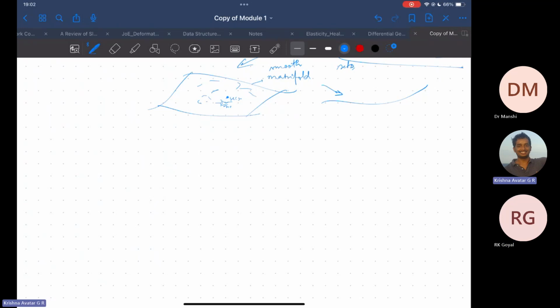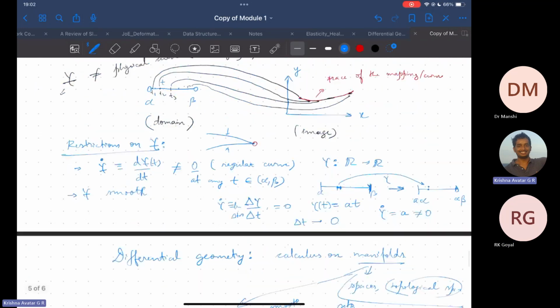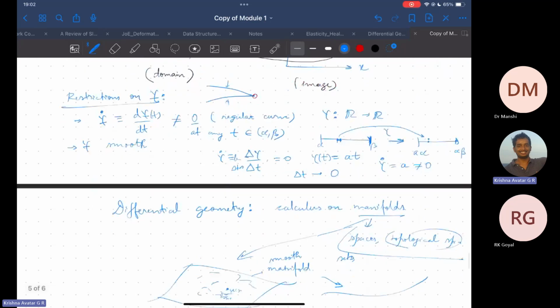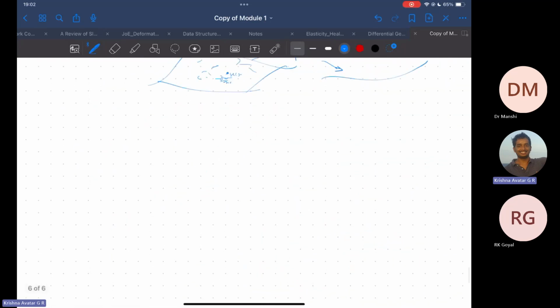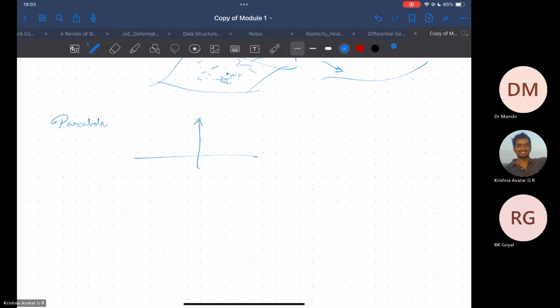Okay. So we went through these restrictions on gamma, regularity, and smoothness. Now we'll discuss what we call the length of a curve. Before that, let's have one quick example. Say you have a parabola. We take x, y axes, and the graph is y equal to x squared. We want to parametrize it.